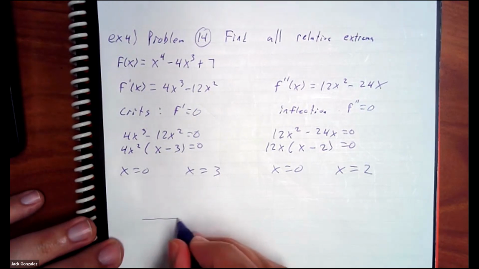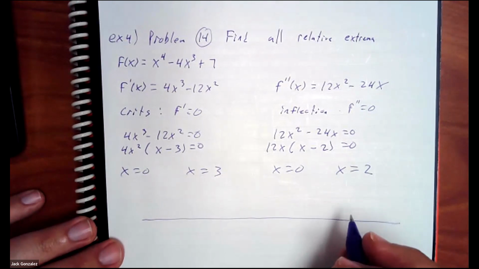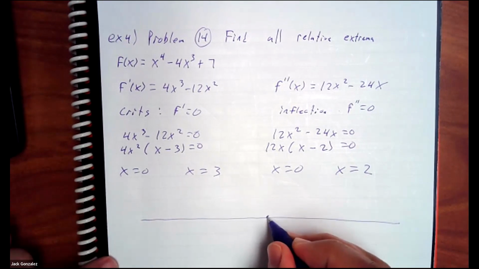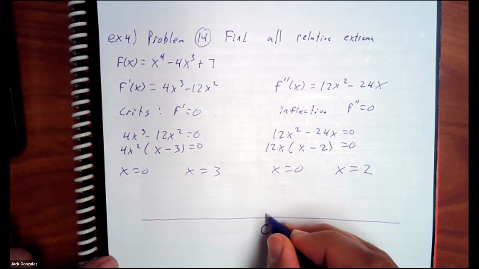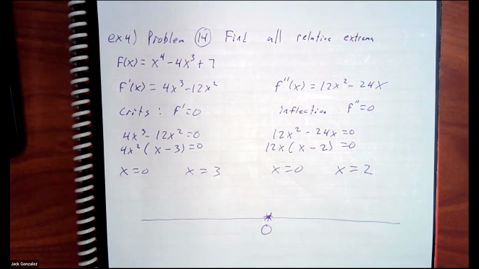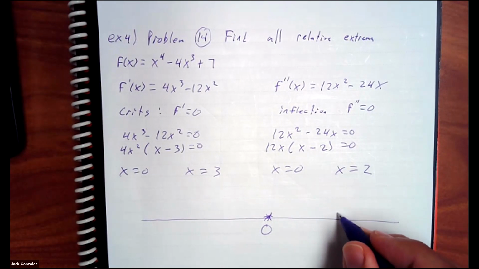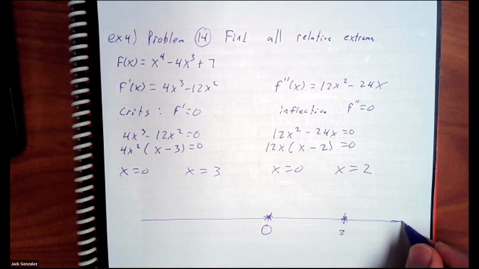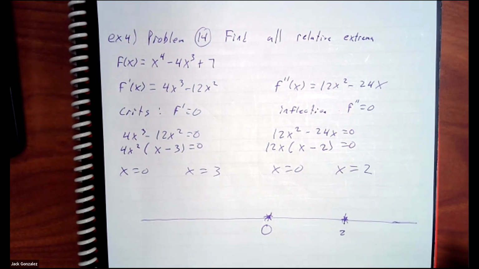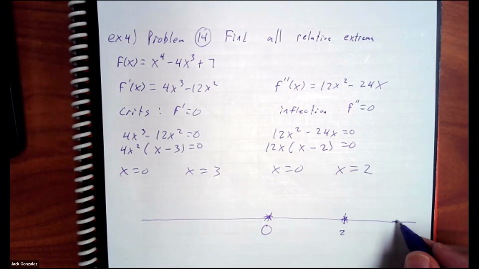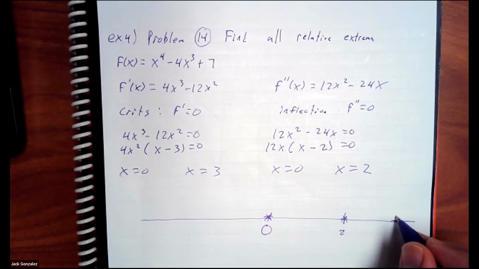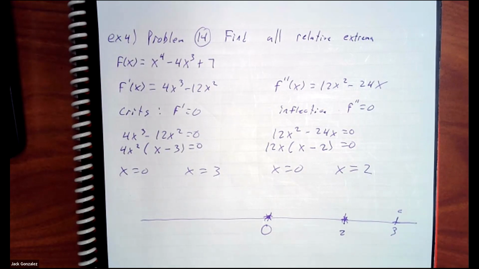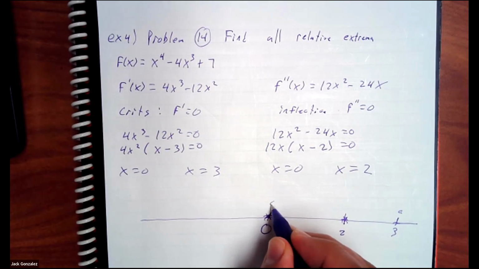So now, plot the critical numbers. I'll put C's on them, I guess. Well, this happens to be both. It's interesting. I'll put a star on the inflection. Critical number, I'll just put a C on it, I guess. This happens to be both.